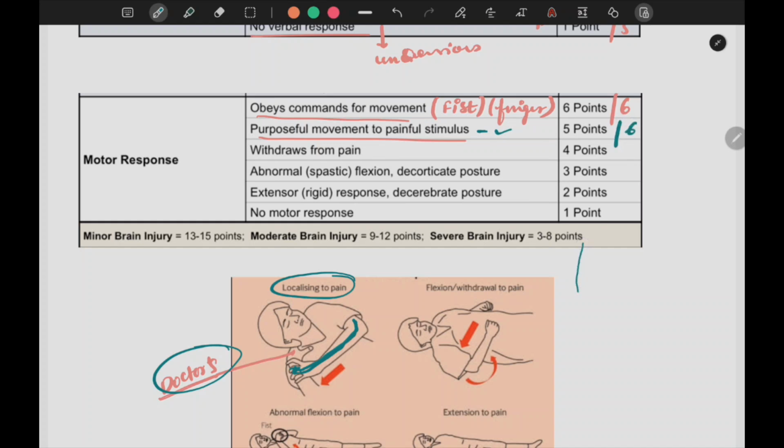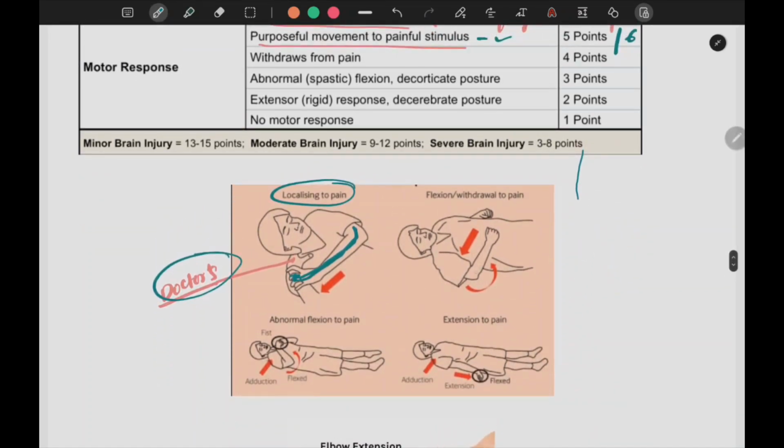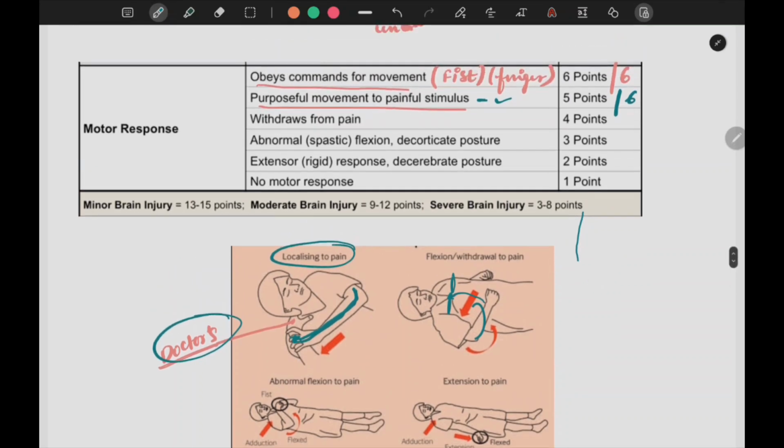Withdrawal from the pain. Now in the second condition, what we will see, that you are putting pressure and he is trying to move his hand, but he will not be able to bring his hand above the clavicle bone, like the collar bone. He will do flexion but not more than that. That is what you say as withdrawal from pain. So he will not be able to bring his hand completely up. Okay? In this case you're going to give 4 out of 6.